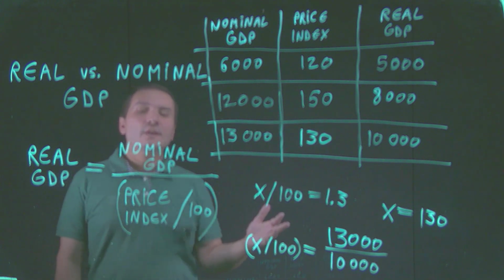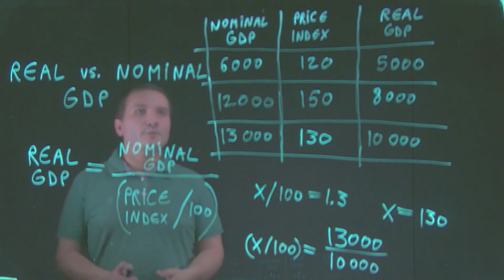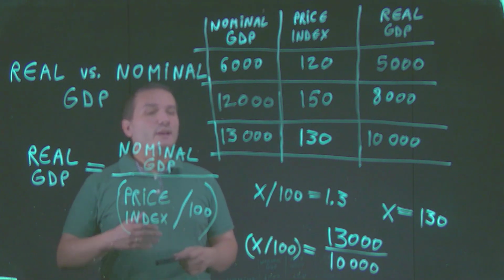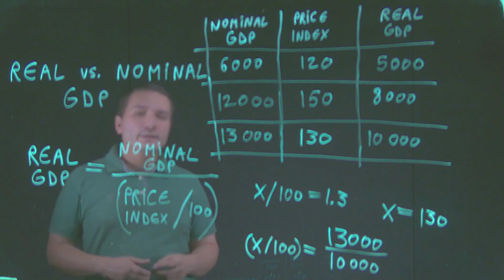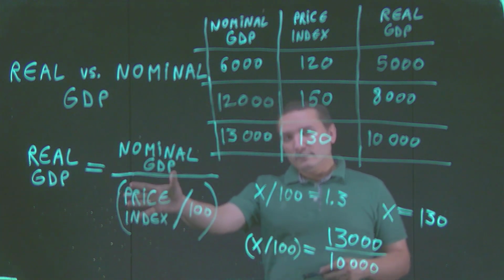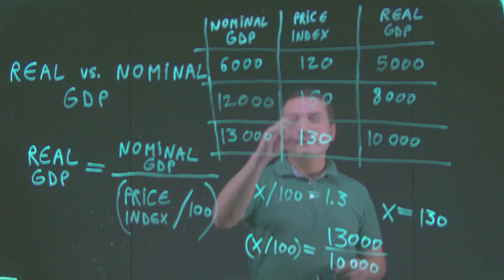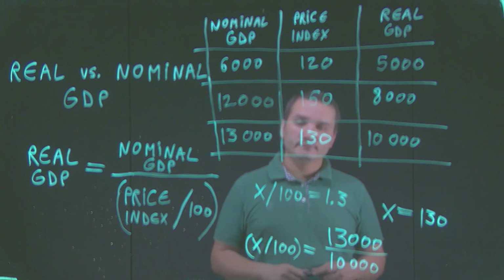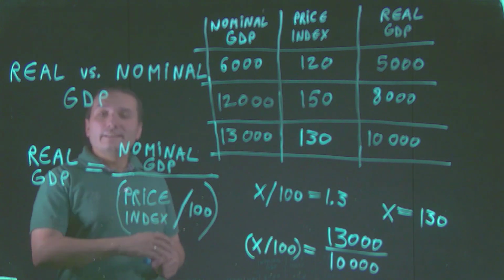And that's it. These three examples cover all of the situations that you might face when dealing with nominal GDP, real GDP, and the price index. You always apply this formula when you know two of them, and you can find the third one. And that's it for the math.